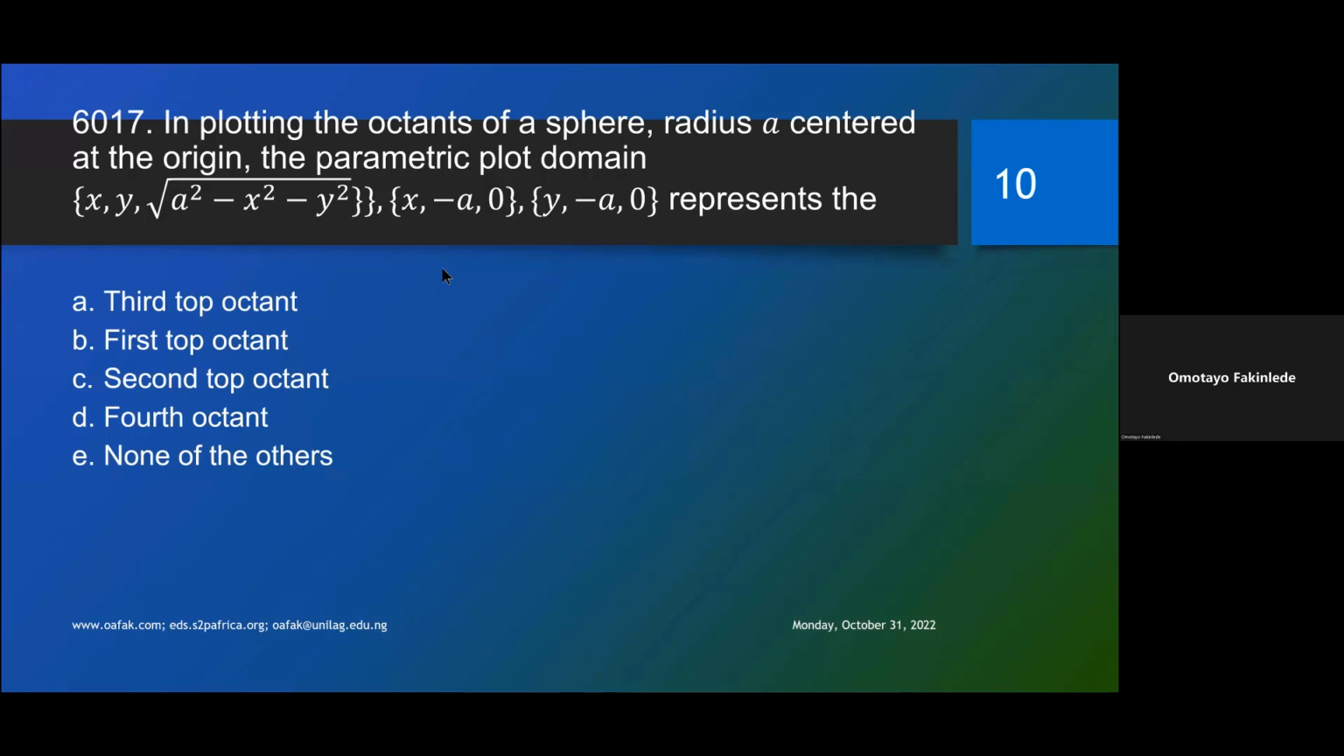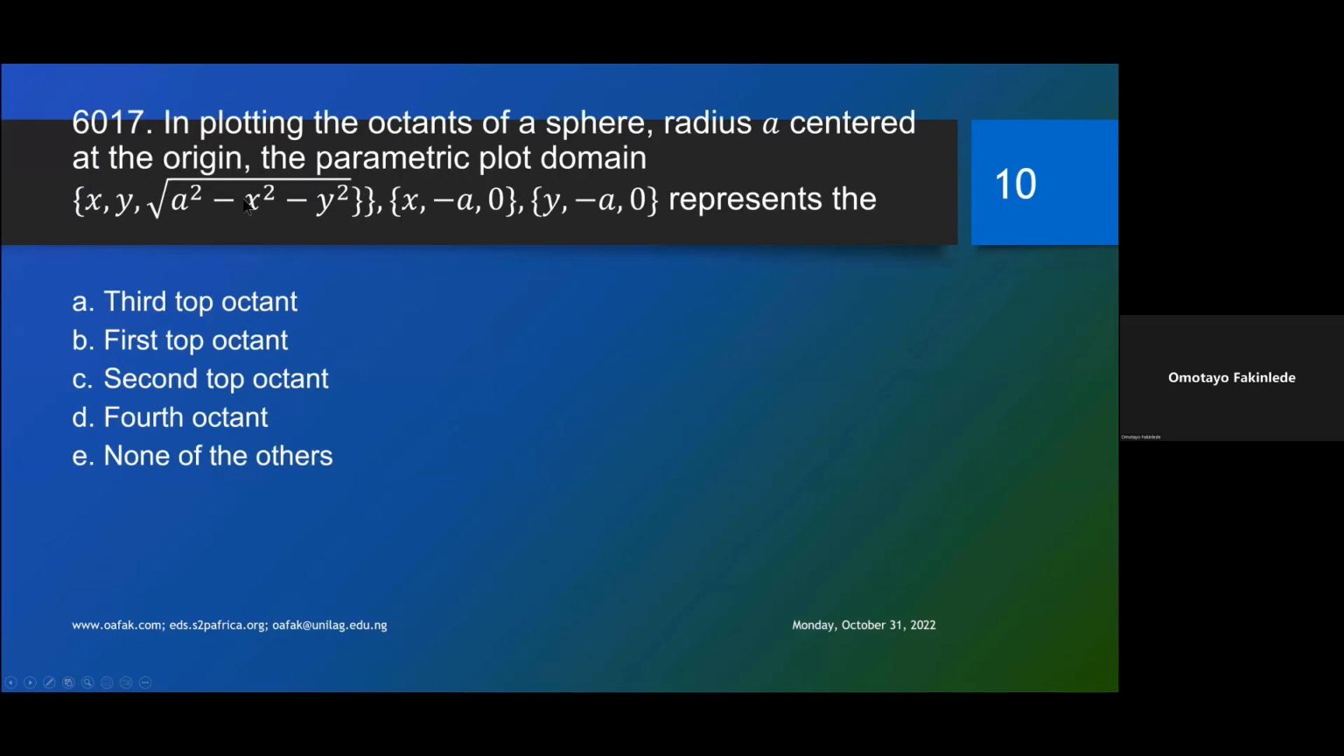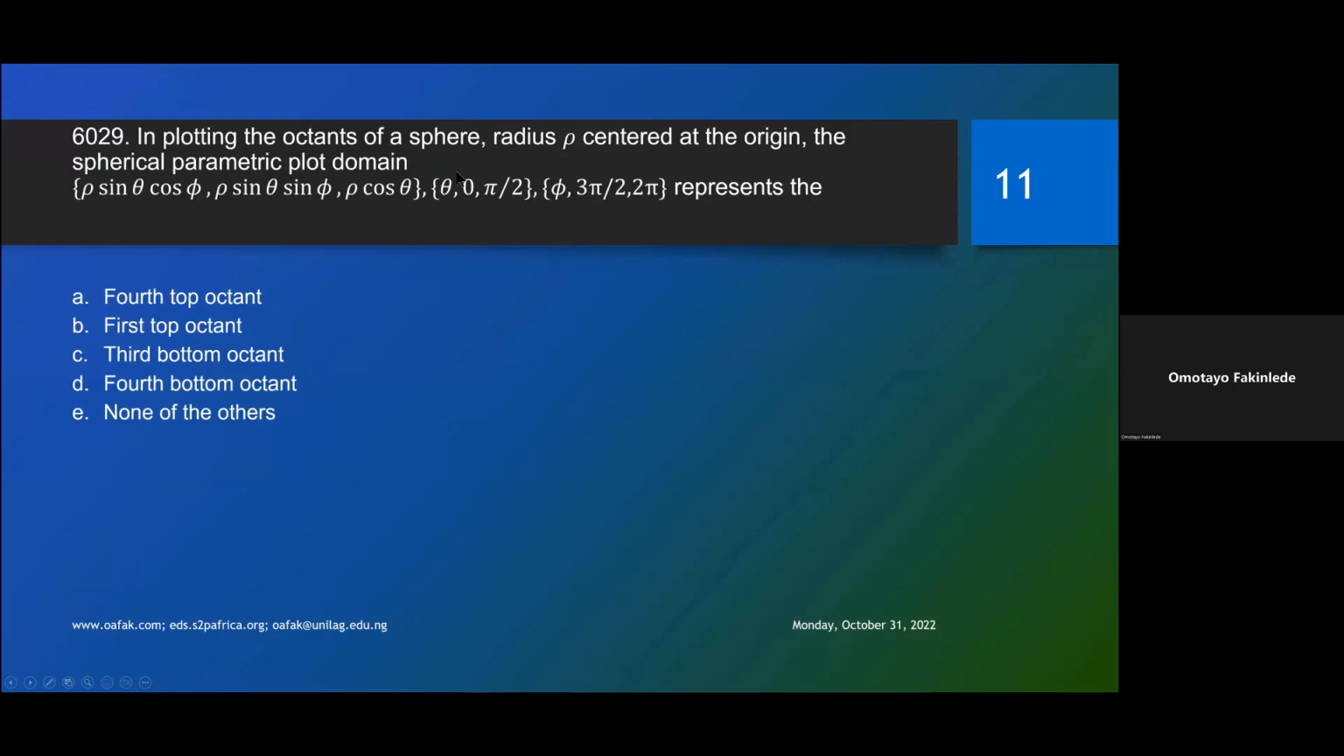Unlike in the previous case, where we parameterized using Cartesian, here we are parameterizing using spherical polar coordinates. The same thing, but the parameterization is different. We're parameterizing here using a spherical polar surface. The radius is constant. So rho is the radius of the curved surface here. And theta goes from 0 to pi over 2, and phi goes from 3 pi over 2 to 2 pi. So that gives you the 4th top octant. That is the answer there.